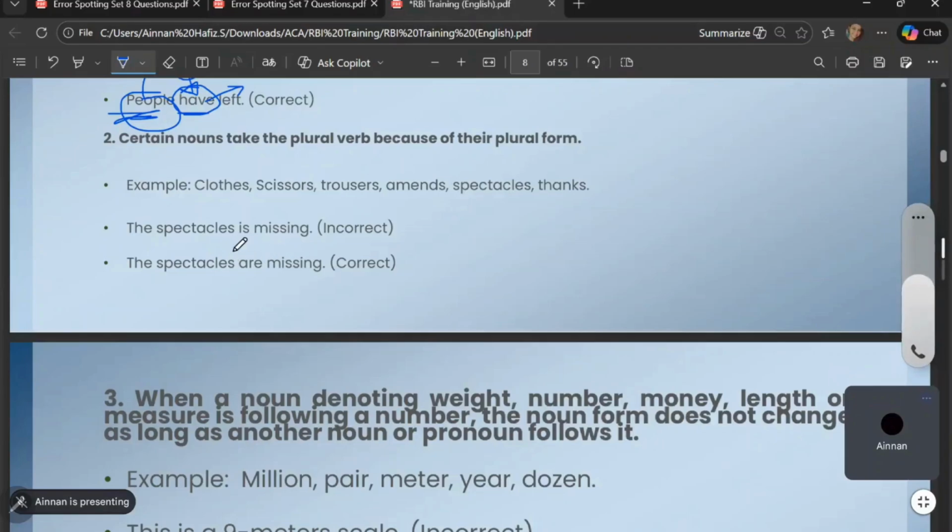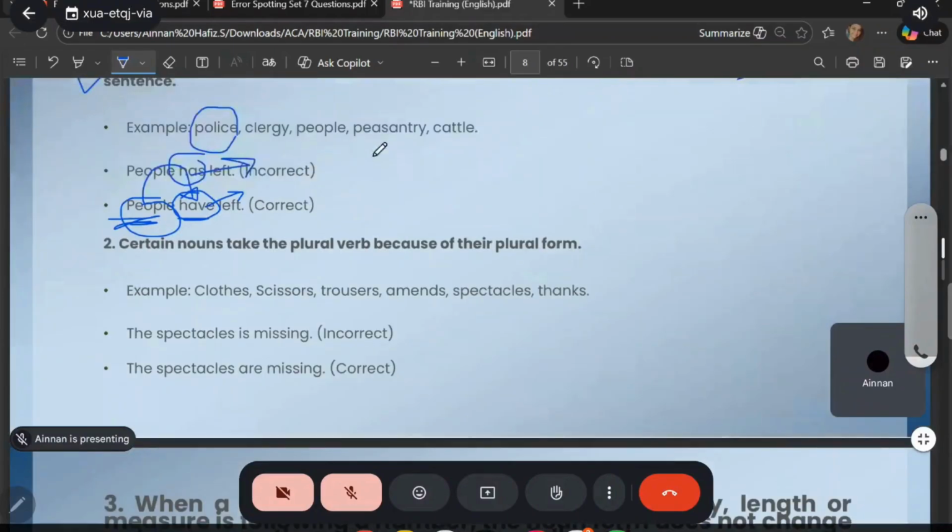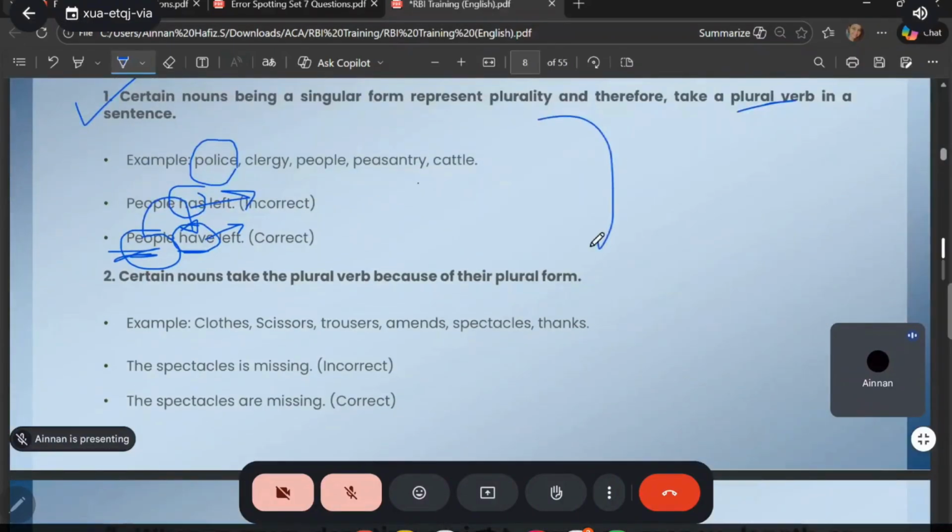Okay? In such cases, it's the same rule. Though the first rule and the second rule basically contradict each other, the rule holds the same. Whenever you find plural words, you use a plural verb. Okay? So a plural word has a plural verb. Is is used for singular, whereas are is used for plural.